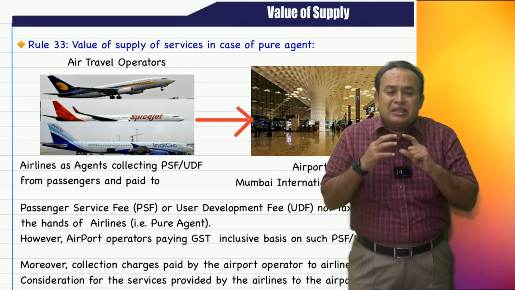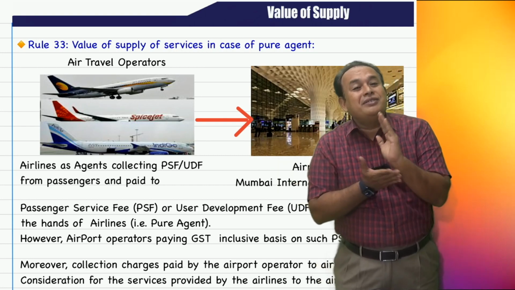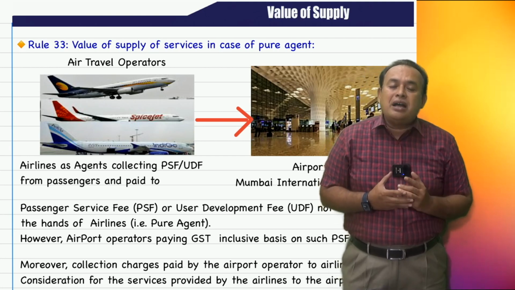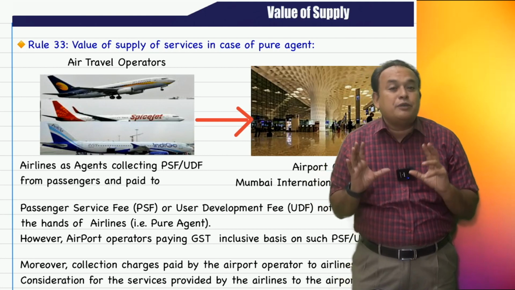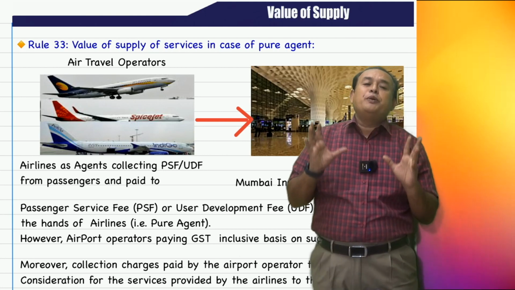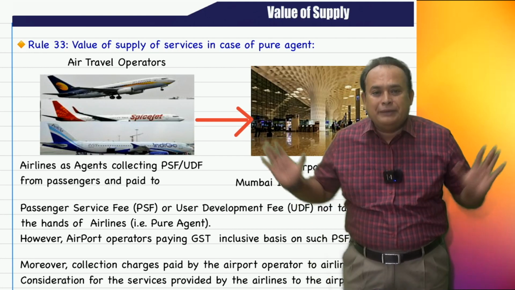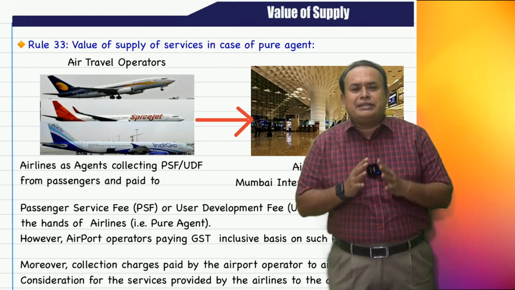Therefore, this type of expenditure incurred by the supplier on behalf of the recipient, and reimbursed, is not addable in the value of taxable supply. That expenditure is named a pure agent expenditure, and such a pure agent expenditure is not addable in the value of taxable supply. Sir, I am not able to understand, sir.